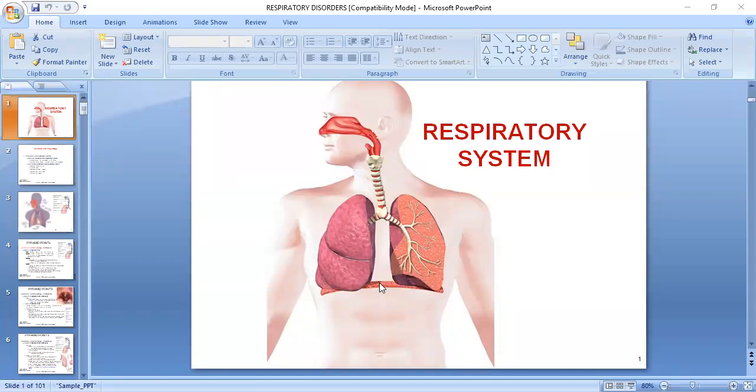So this is the diaphragm. The diaphragm has two major functions. One, it is the main muscle for respiration. So when the diaphragm goes up and down, or contraction and relaxation, it helps the lungs for inspiration and expiration. And also the diaphragm divides the thoracic cavity from the abdominal cavity. So this is the partition between the thoracic and abdominal cavities.